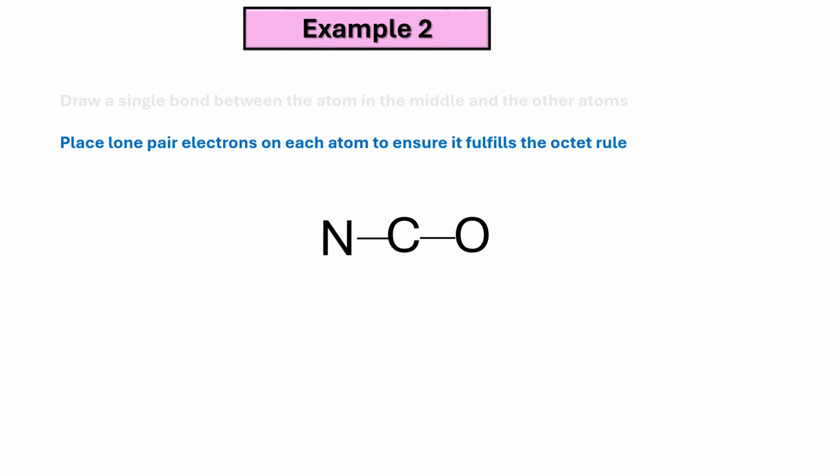We need to place lone pair electrons on each atom to make sure they fulfill the octet rule. And carbon already has 2 bonds, but 4 electrons, I should say. So we need to add 4 more electrons to carbon. So 2, 2, 2, right? So 4 lone pair electrons. So everybody has 8 electrons so far, fulfilling the octet rule.